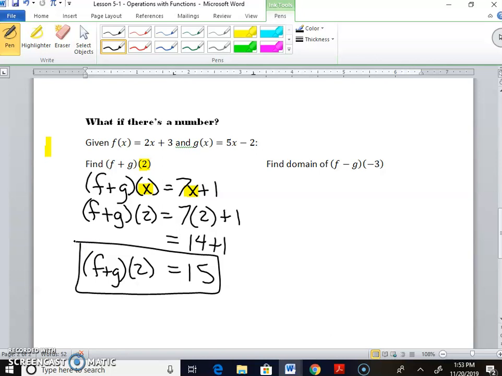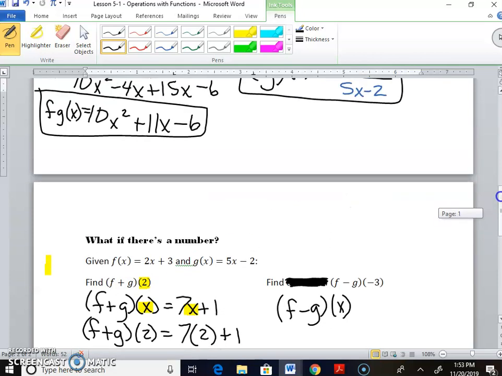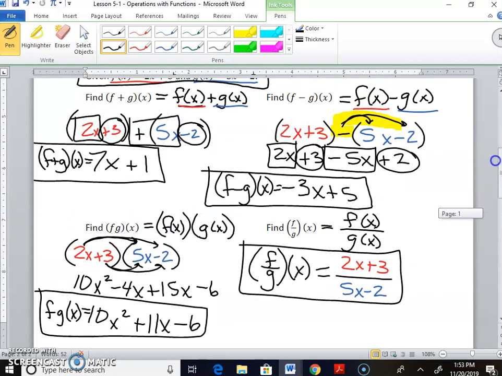Oops. I just realized that's a typo. That's just supposed to say find. Sorry about that, guys. You can mark that out. It's just supposed to say find f minus g of negative 3. So again, our first step: find f minus g of negative 3. Well, I need to know what f minus g of x is, which we already found. f minus g of x was negative 3x plus 5.